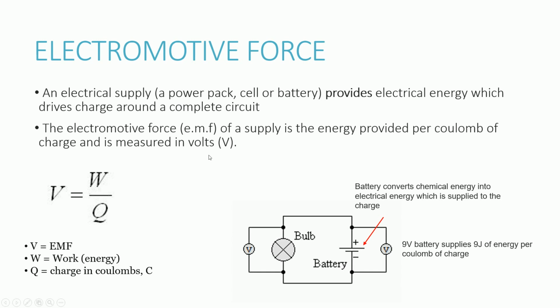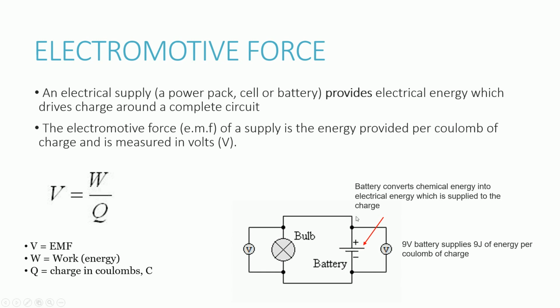So by definition, the electromotive force of a supply is the energy provided per coulomb of charge and is measured in volts. The formula here is EMF, which is V, equals work or energy divided by the charge, which is in coulombs. And so EMF is always to do with the supply of electrical energy. So it's always to do with whatever is providing the electrical energy for the circuit. It could be a power pack or a cell or a battery, whatever it might be. EMF is to do with that.